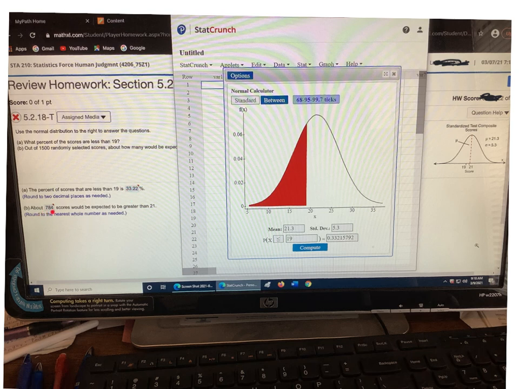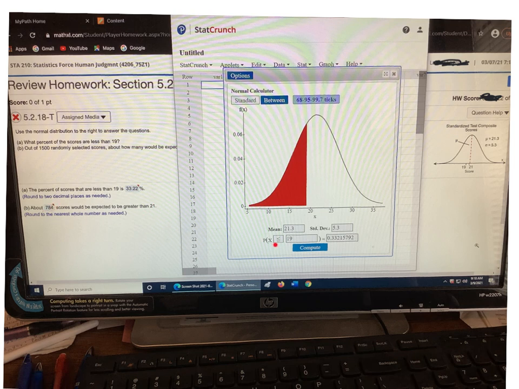Now they ask about how many scores would be greater than 21. So you need to change this to greater than, put in 21, and then you'll get a decimal here, and you need to multiply that decimal times the 1,500 individuals, and I guess it comes out to 784.